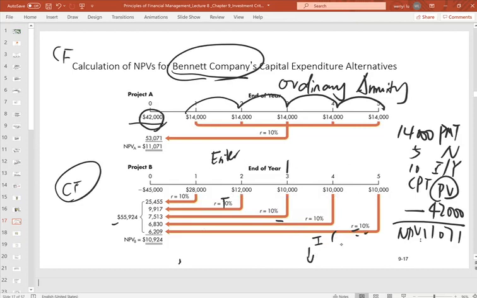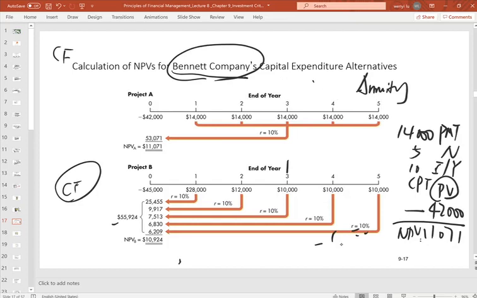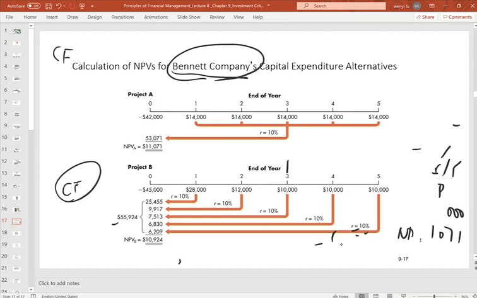Which one is better? The project that can offer you more money in net present value is of course better, because it generates more wealth for the company's owners. Comparing A and B, Project A generates more net present value, so A is more valuable than B. A is better than B.